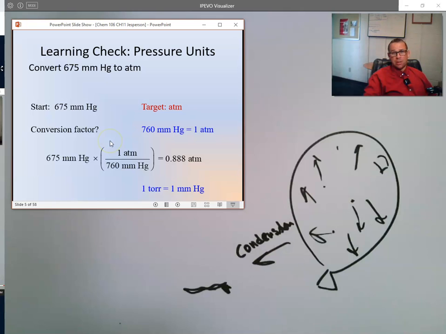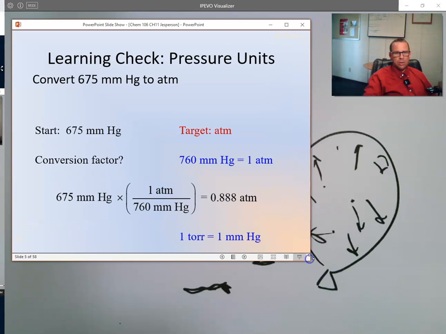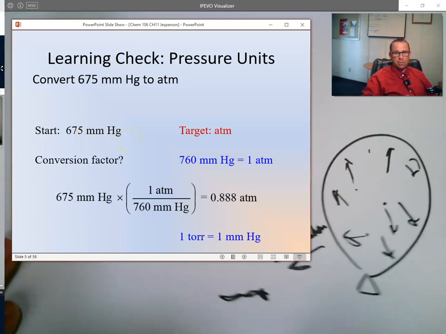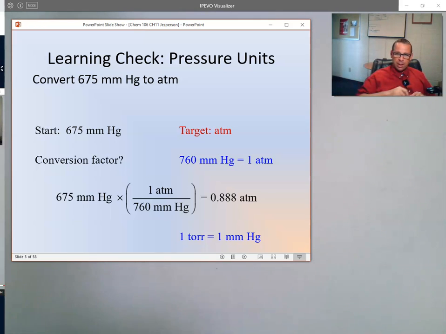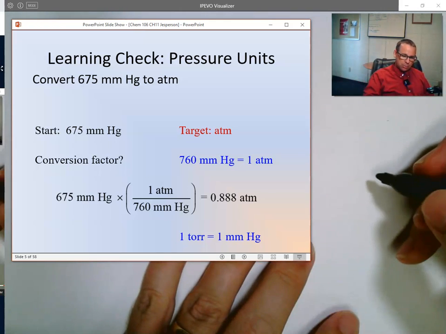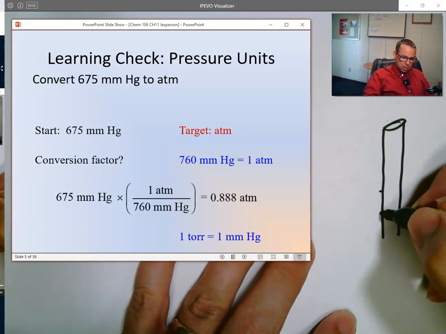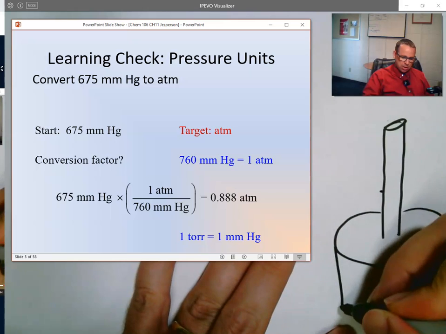Now, units for pressure. We haven't ever talked about pressure, so these are all new units, but millimeters of mercury is actually a unit of pressure. We use millimeters of mercury because, again, it's easy to think about. For example, I have a tube here, in some sort of a container.